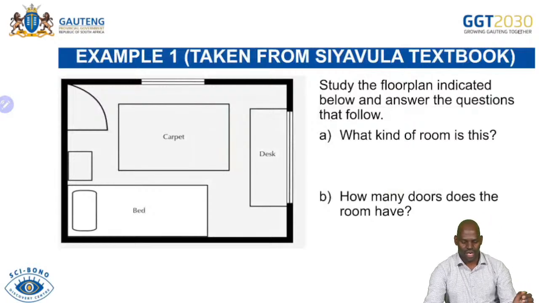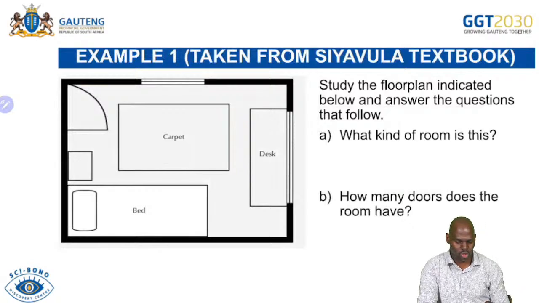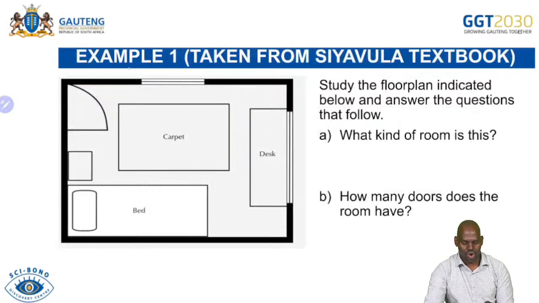Right. Then let us look at this very simple example. This one was taken from the Siyavula textbook. There we've got an example of a floor plan, okay? Then the information there is: study the floor plan indicated below and answer the questions that follow. A, what kind of room is this?